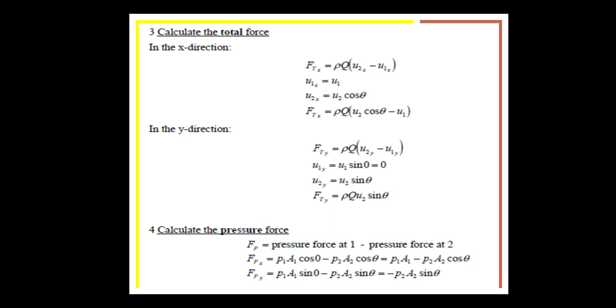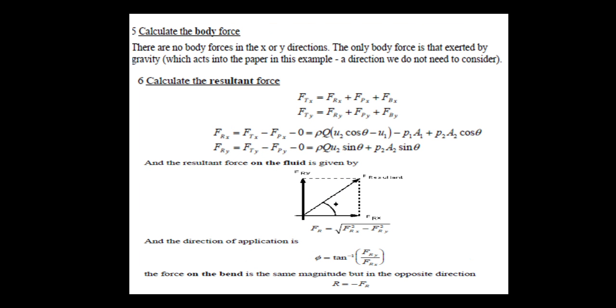You have to take the values in the x direction and y direction, and the forces are included in that. What is the x direction force? P1A1 minus P2A2 cos theta, whereas the y direction force is minus P2A2 sin theta, right? Now calculate the resultant force. Fr is equal to root of Fx square plus Fy square. And theta is equal to tan inverse of Fy by Fx, right?